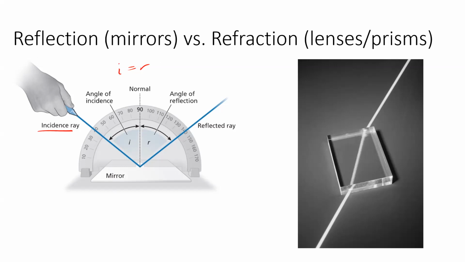And those are measured, obviously, from the normal, which is 90 degrees from our mirror surface. Refraction, on the other hand, is caused, what's it caused by? Anybody? Differences in? Like how the wave travels through the material or something.